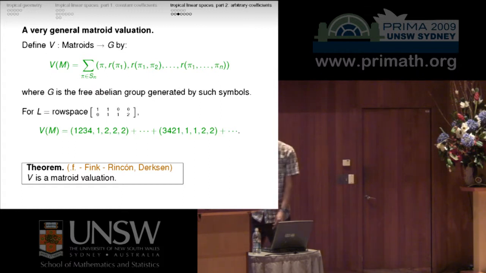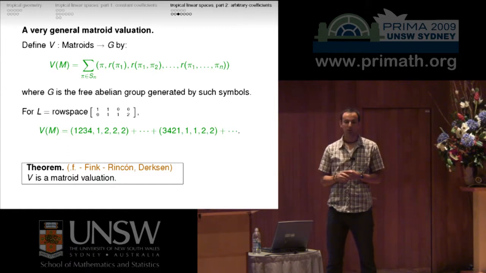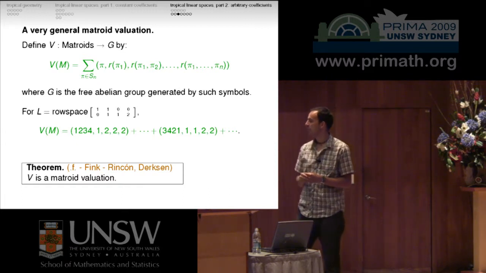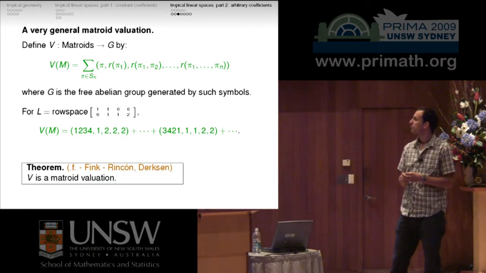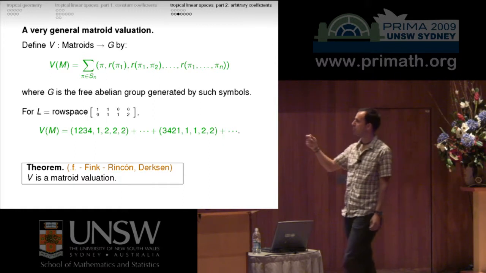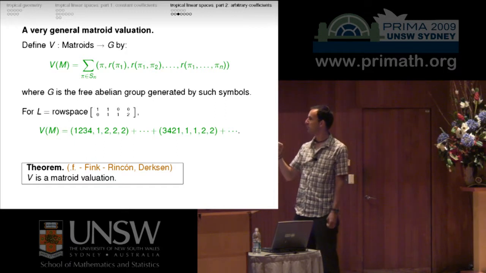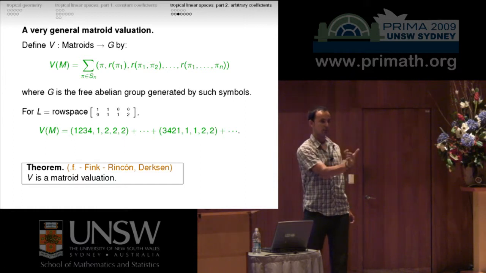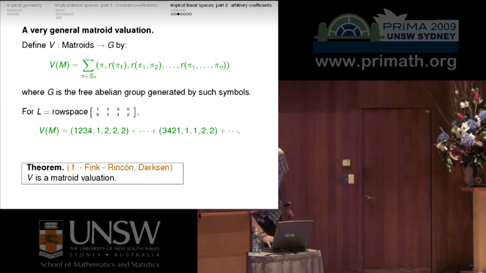And so then the next thing I would like to tell you about is just this very general matroid valuation that we constructed with Alex Fink, who's a student at Berkeley, and Felipe Rincón, who at the time was a student in Colombia. Now he's at Berkeley also. So this valuation takes a matroid and produces this formal sum that does the following thing. For each permutation, it tells me the rank of the first element and the rank of the first 2 elements, the rank of the first 3 elements, etc. So just as an example, what is the valuation for the row space of this matrix?